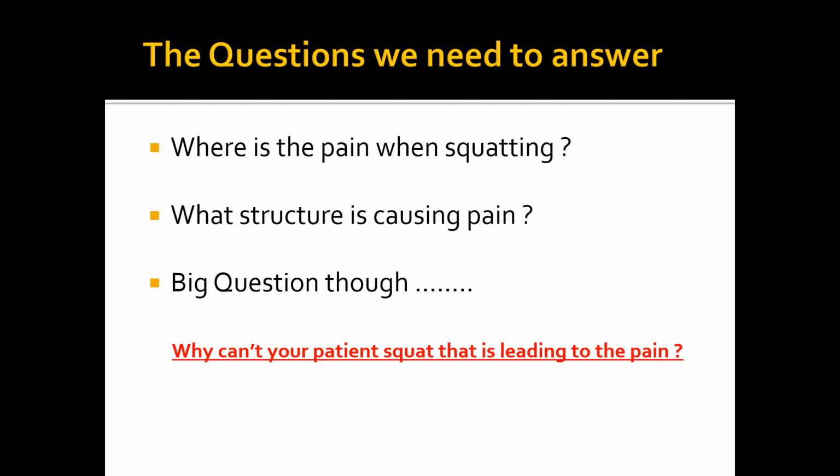So the big question though is, why can't a patient squat without pain? And so I want you to kind of get your mind around regional interdependence, which means there may be some pain occurring in an area from a dysfunction elsewhere. Okay, so that's one thing you want to keep in mind when you look at this.